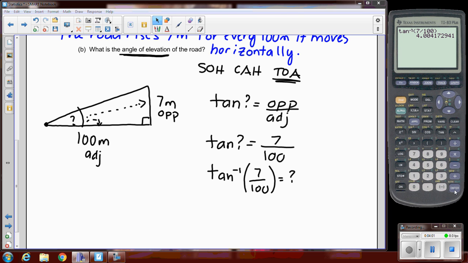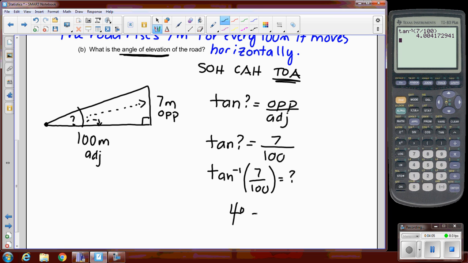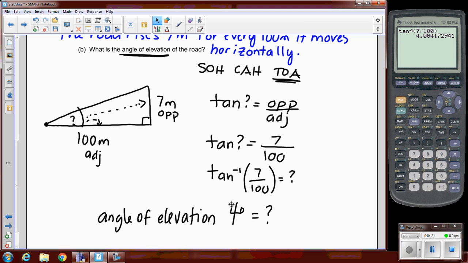is roughly 4 degrees. So the angle of elevation in here is 4 degrees. So the road has a 4 degree steepness to it, basically. And that's what grade talks about. It takes slope and relates it to something on the road.